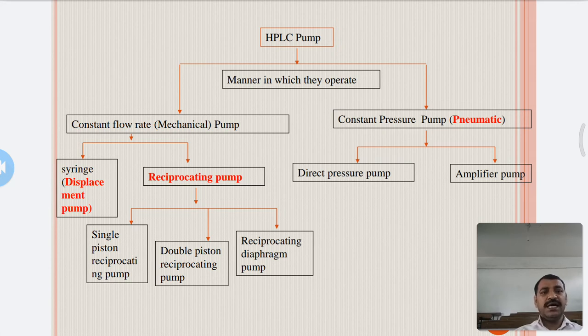These are the types of pump. The constant pressure pumps are the direct pressure pump and the amplifier pump. Direct pressure pump means the pressure is applied directly, giving a constant pressure. The amplifier pump is used when a lower pressure needs to be increased, or amplified. So these are the two types of pump: first is the constant flow rate pump, and second is the constant pressure maintaining pump.